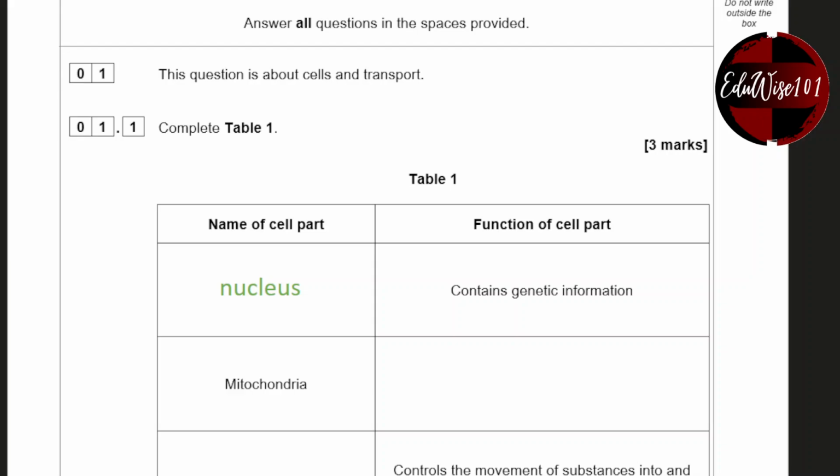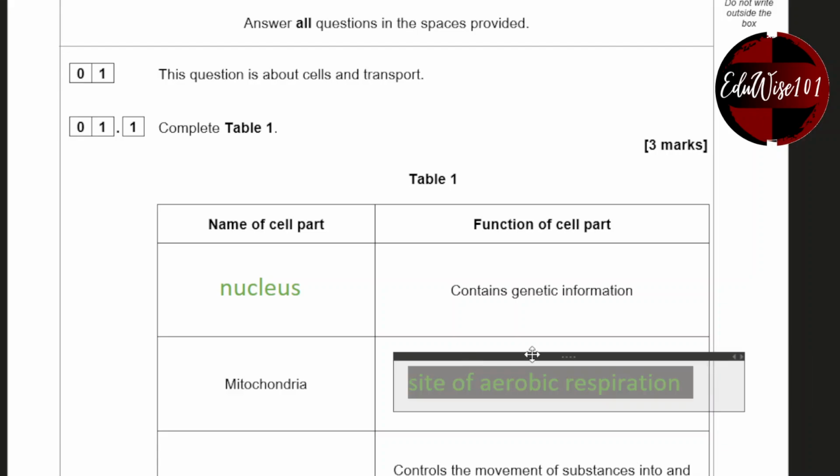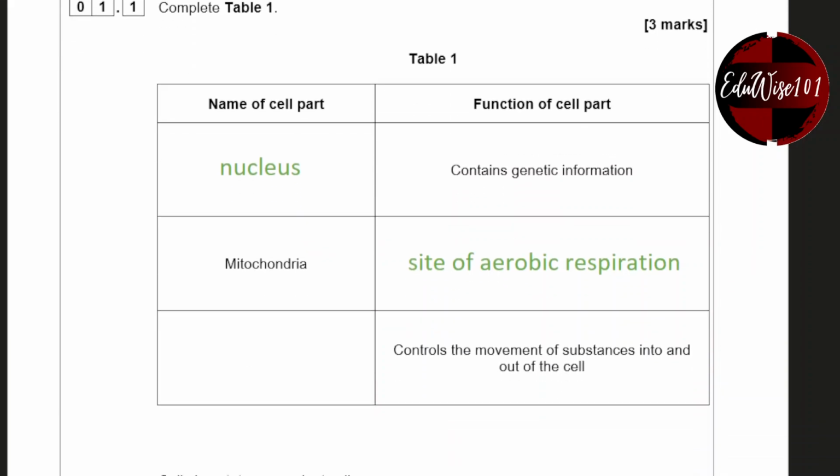The mitochondria. The function of the mitochondria is where aerobic respiration takes place. So you could call it the site of aerobic respiration. And the part that controls the movement of substances into and out of cells is the cell membrane.